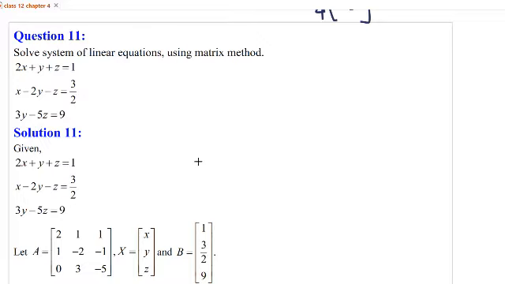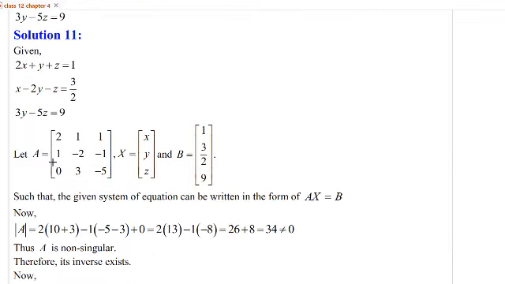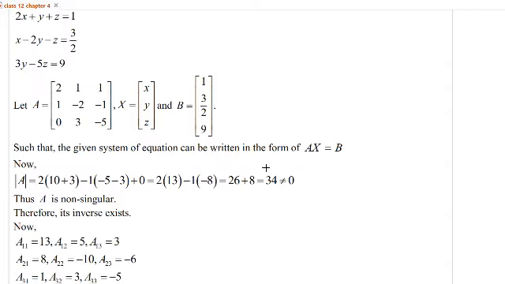In this question, for the first time we'll see how to solve 3 equations with 3 variables. So the method is the same. I'll make a matrix A with the coefficients of x, y, z, that is 2 1 1 in the first row, 1 minus 2 minus 1 in the second row. Here x is not there, so 0 3 minus 5. Then the variable matrix, that is a matrix containing the variables in a column, x, y, z in this case, and then matrix B containing the constants of these equations, that is 1, 3 by 2 and 9. And then we'll follow the same procedure.